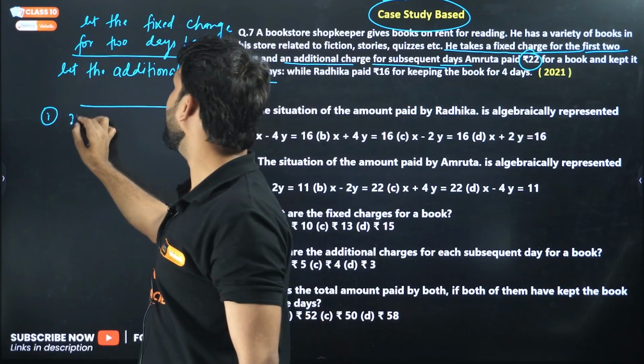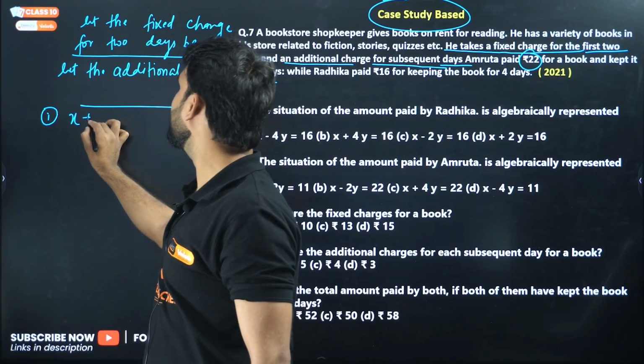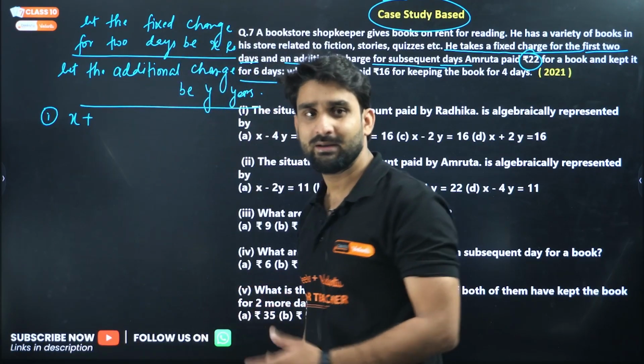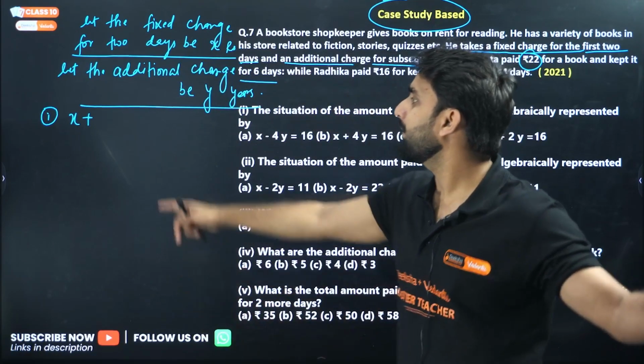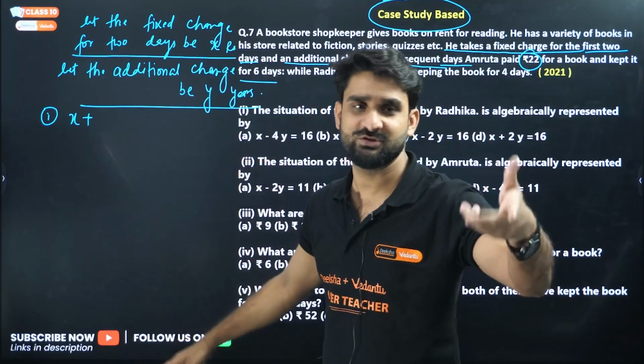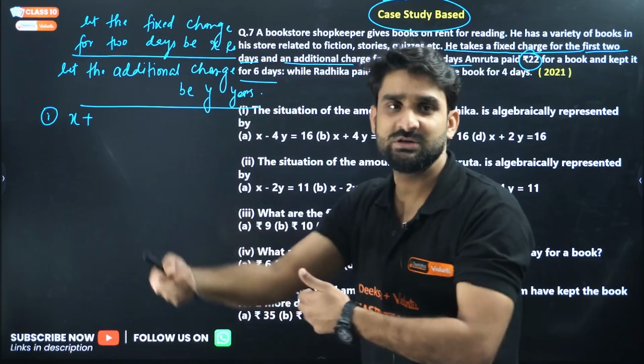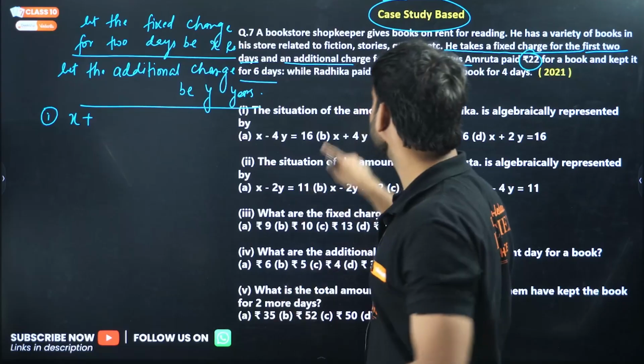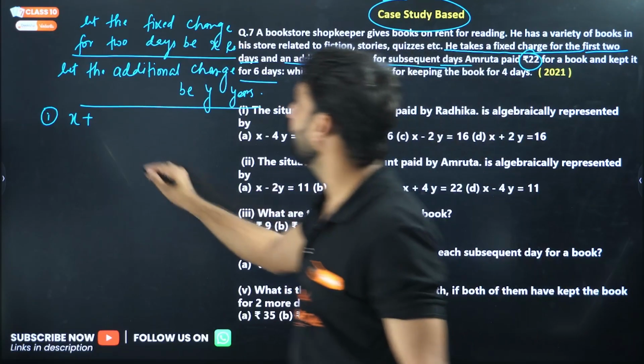So this will be x plus how many days exceeded by her? 4 days, because we are paying x rupees for 2 days, which is fixed, and y rupees additional charge for each coming day after 2 days. So she has exceeded by 4 days, so 4y.